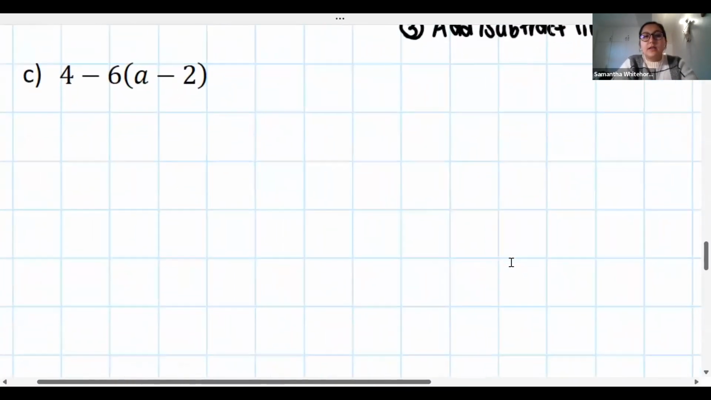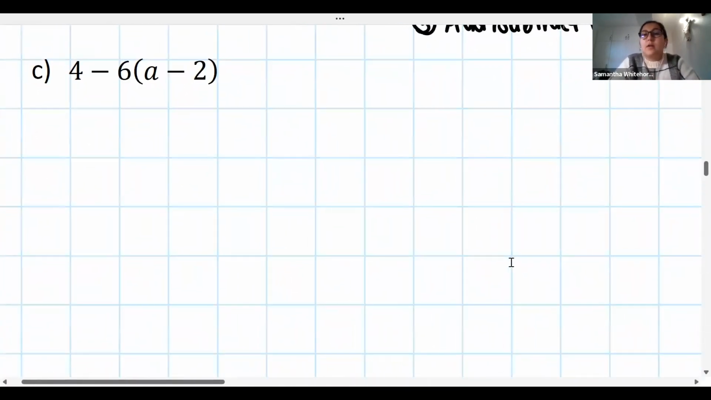Right, let's have a look at this question C, because this is another one. It's still distribution, nothing new, but this is one where we also get a bit stuck. We get stuck here because we're not doing the correct order of work.